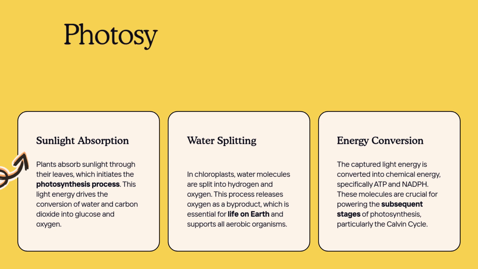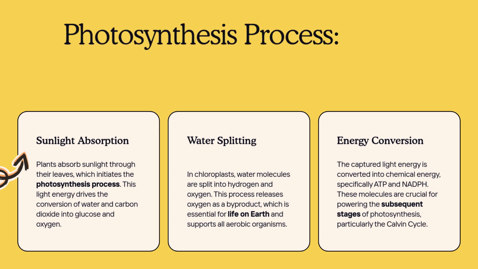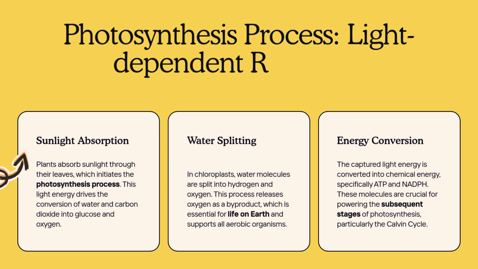The light-dependent reactions are the first stage of photosynthesis. These reactions happen in the thylakoid membranes of the chloroplast and require sunlight to occur. Step 1: sunlight is absorbed. The process begins when chlorophyll absorbs sunlight. The energy from sunlight excites electrons in the chlorophyll molecules. This energy starts the chemical reactions needed to produce energy for the plant.